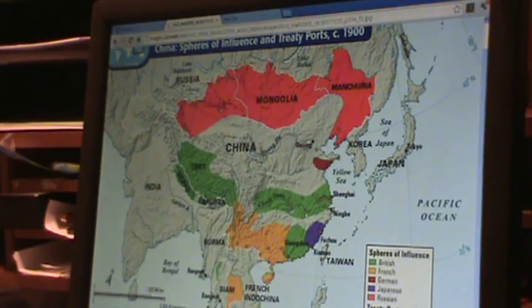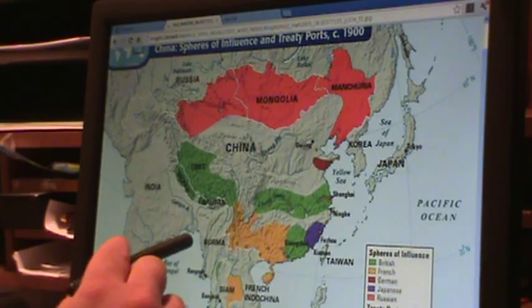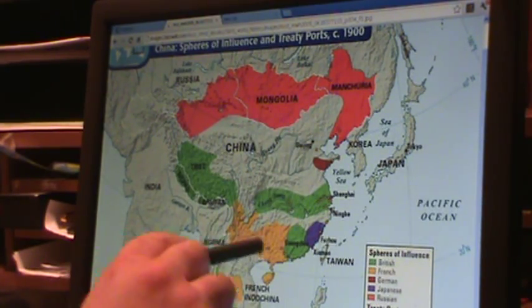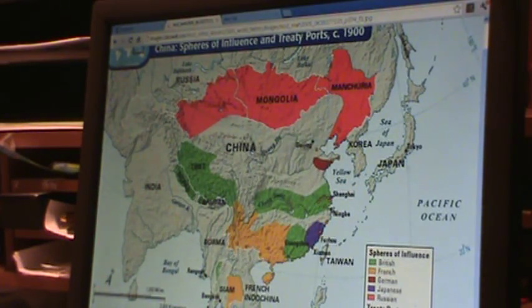So what Secretary Hay came up with was called the open door policy. He basically went to all the European countries and said, hey, we should have an open door policy on trade. Whoever wants to trade in any part of China should have an open door to do so. A big, welcoming, open door in China to trade. And what Hay was, of course, talking about was Americans' ability to trade.